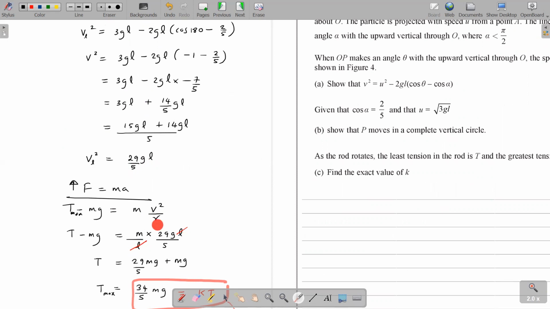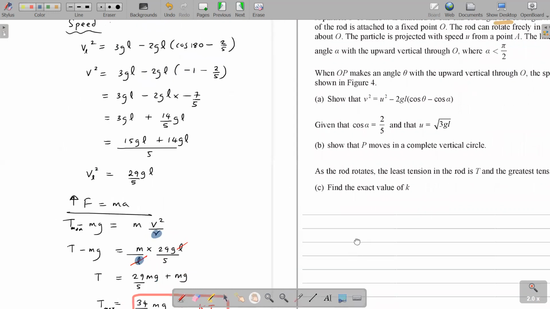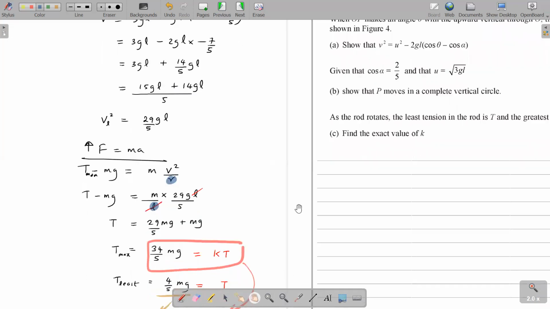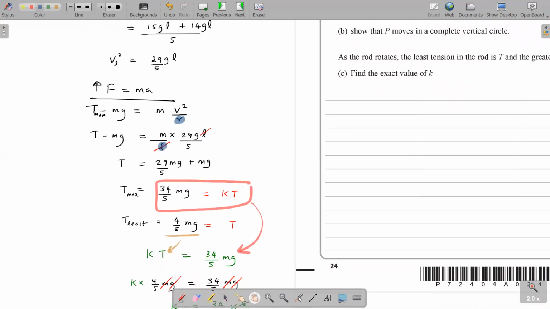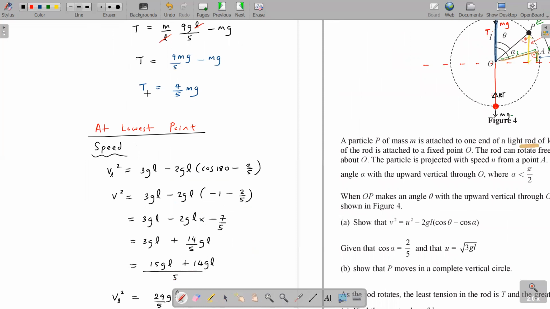Here L is the radius; this r is the L here. So that's the simplification. You cancel things out, take mg across, and you get the maximum tension, which is kT. And guys, k times T, we know the T value. The least value is T, right? The lowest tension was T, and that was 4 over 5 mg, which we found here. This is the lowest tension.